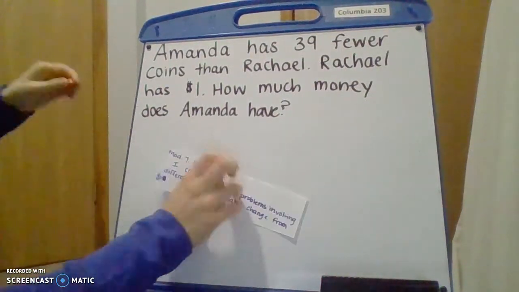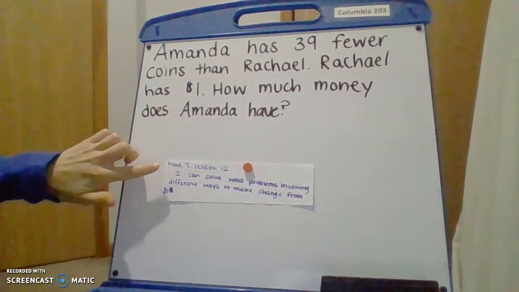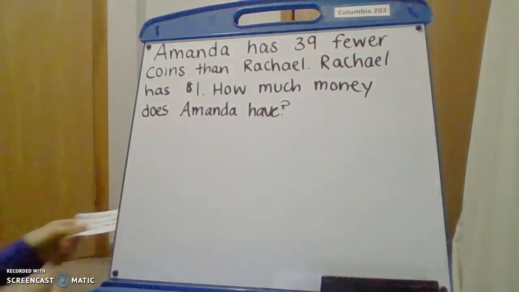Hello. So here's your learning target for today. It is Module 7, Lesson 12. Today is Thursday, May 14th. It says, I can solve word problems involving different ways to make change from $1. So that's what we're going to practice right now.